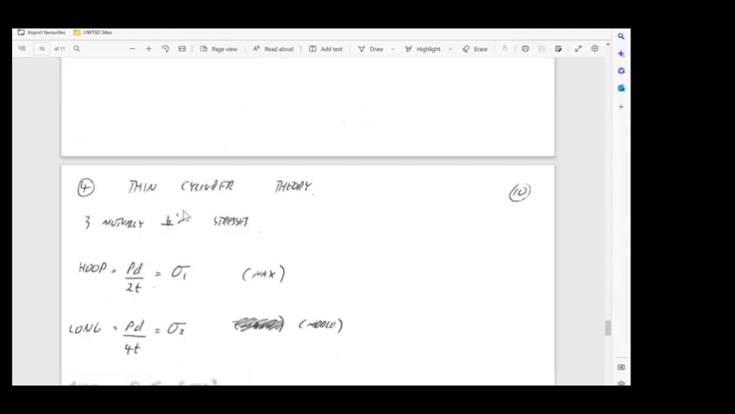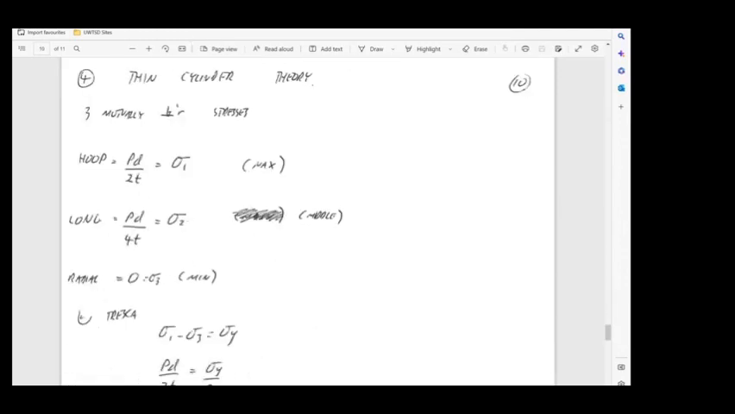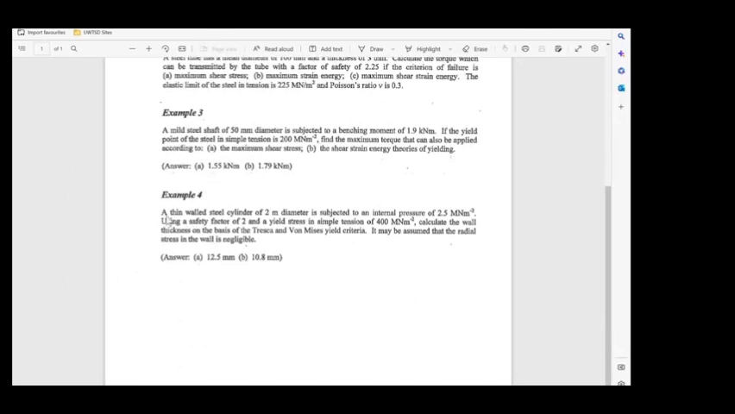And then the final question, question number 4, we're using a thin-walled steel cylinder. So we're going to use thin-walled cylinder theory. Thin cylinder theory. 2 meters diameter subjected to an internal pressure using a factor of safety of 2 and a yield stress in simple tension of 400 megapascals. So there's our simple tensile test for this particular material. Calculate the wall thickness on the basis of the Tresca and von Mises yield criteria. Maybe assume that radial stresses in the wall are negligible.